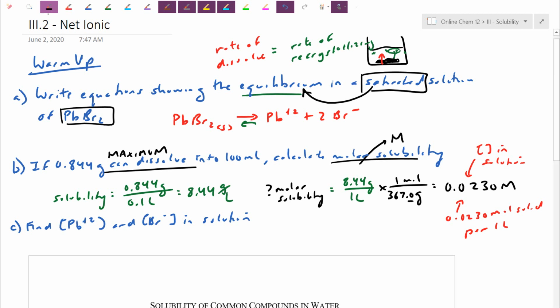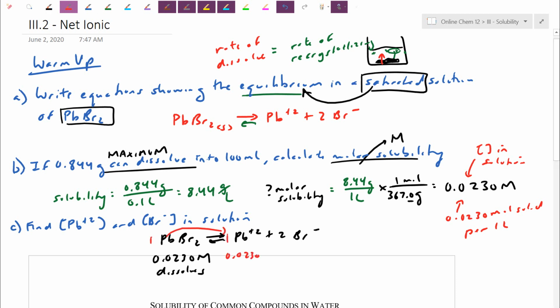In this case, I'm starting off with solid, so let's follow the mole ratio. If I have PbBr2, it's in equilibrium. If I can dissolve 0.0230 molar, that's how much dissolves. This is going to break up to form a 1-to-1 ratio. So I'm going to get 0.0230 of the lead, and a 1-to-2 ratio with the bromide, give or take a little bit of rounding, 0.0460 molar.